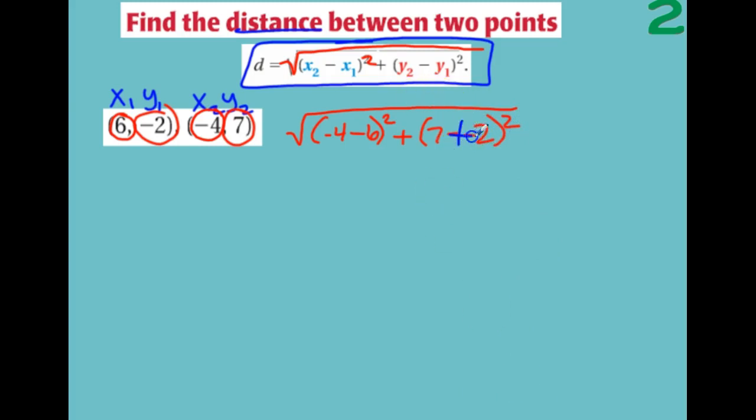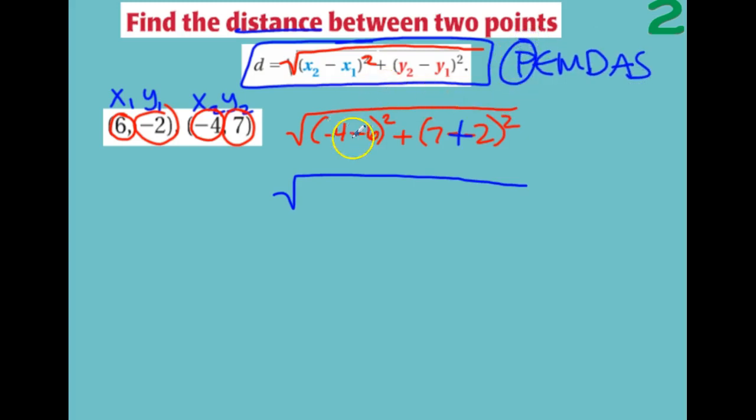Here we know 2 negatives make a positive, so I'm going to simplify first. If I'm following the order of operations, I have to do my parentheses first. You cannot square first. So in my parentheses, a -4 minus 6, that's a total of -10. Same sign, we're going to really add them up, so it's -10 squared. Plus, inside these parentheses, we have 7 plus 2, which is just 9. So 9 squared. So we've taken care of our parentheses.